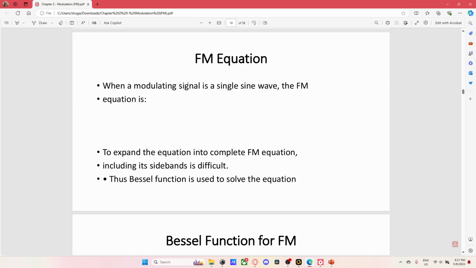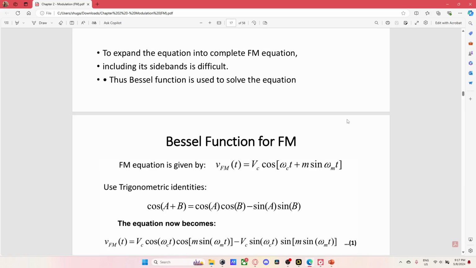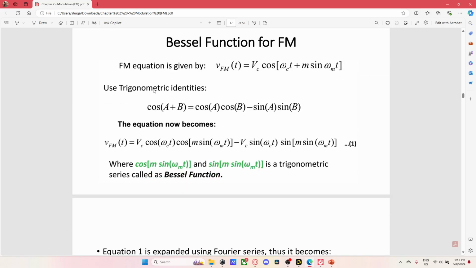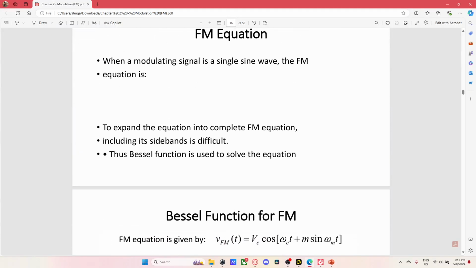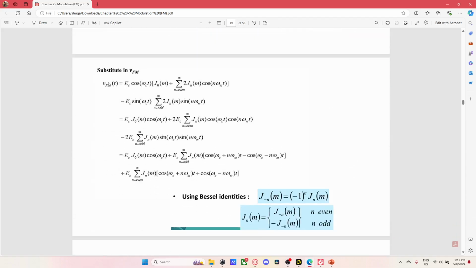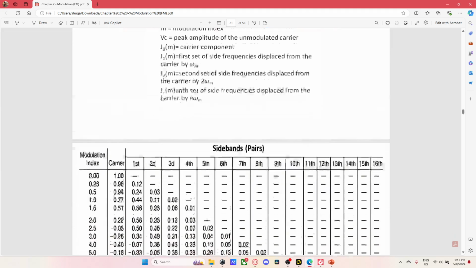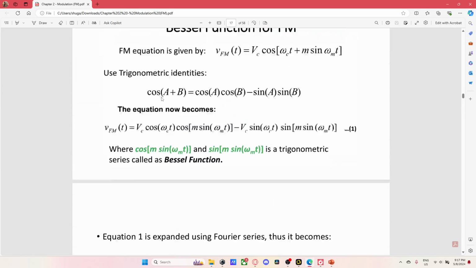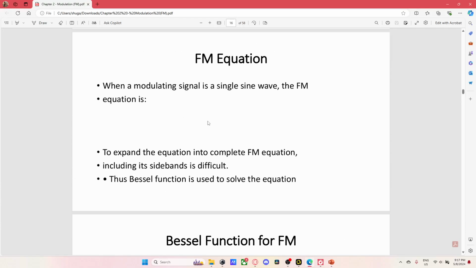When a modulating signal is a single sine wave, the FM equation is, it is empty over here, but in general, the equation for FM is over, which one is it? This is the one. And wait, no, that's not the one. There is one later down the road. I will show you what the modulating signal in a single sine wave for the FM is later.